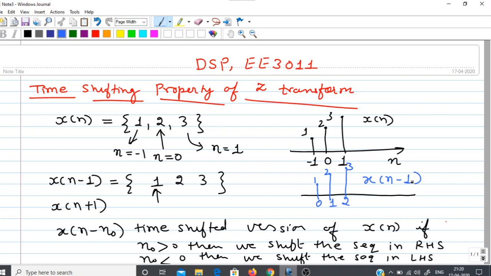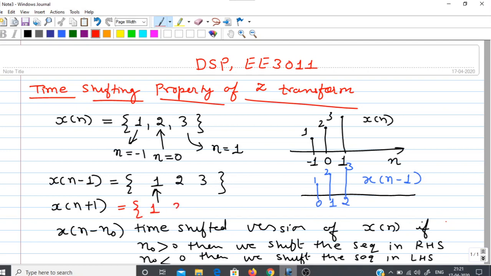Similarly, if I ask you to find x of n plus 1, what will happen? You will shift this sequence x of n by one sample in the backward direction, and therefore what will happen? The value which is at minus 1, which is 1, will go to minus 2. This value 2 which is at 0 will go to minus 1, and this value 3 which is at 1 will go to 0. So what would be our sequence? Our sequence x of n plus 1 would be like this.